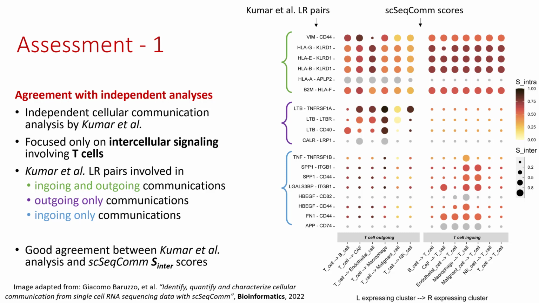When we put these ligand receptor pairs in our analysis, we see a considerable agreement between Kumar and our intercellular score. Indeed, ligand receptor pairs identified as having a role in both outgoing and ingoing communication were identified even by our tool, as well as ligand receptor pairs involved in only outgoing communication or only ingoing communication.